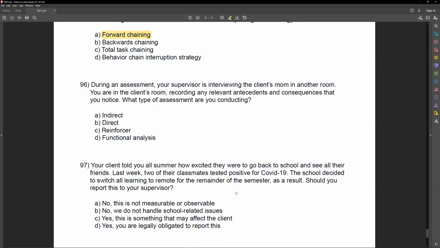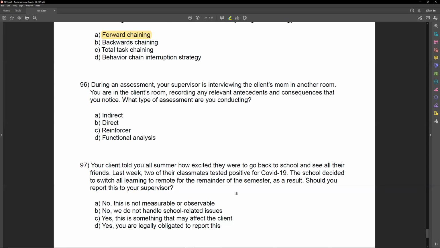What are you doing? Are you indirectly assessing the client? No. Who in this situation is indirectly assessing the client? Well, your supervisor, right? The indirect assessment is any sort of assessment that doesn't actually have the person conducting the assessment observing the client, okay? In this case, your supervisor is not observing a client. You're simply conducting an indirect interview.